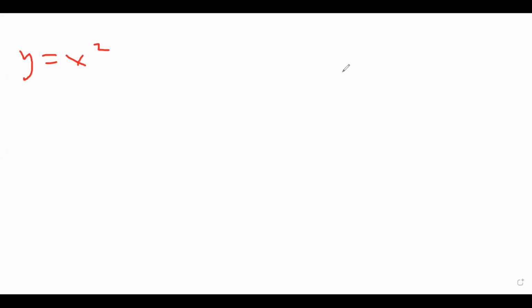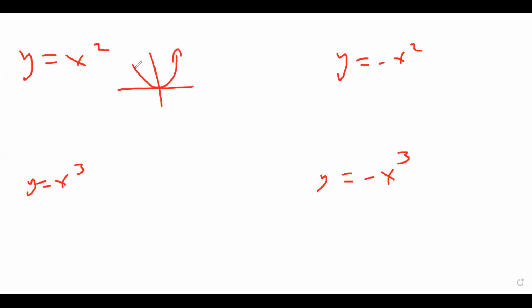Let's say you have y equals x squared. I'm going to create a quadrant here. Y equals x cubed. Y equals negative x cubed. I'm going to do quick sketches. And you guys don't have to write this down. You can just sort of watch first.